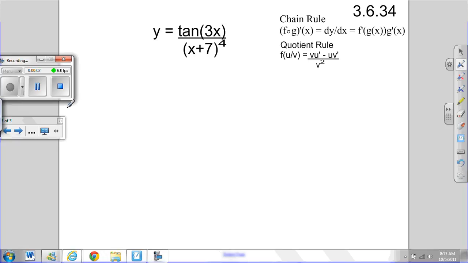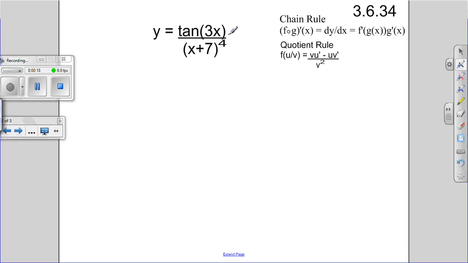This is problem 3.6.34. In this problem, we're trying to differentiate the function y equals tangent of 3x divided by (x plus 7) quantity to the fourth power. In order to do this, we're going to need to use a combination of the chain rule and the quotient rule. Let's begin by using the quotient rule.